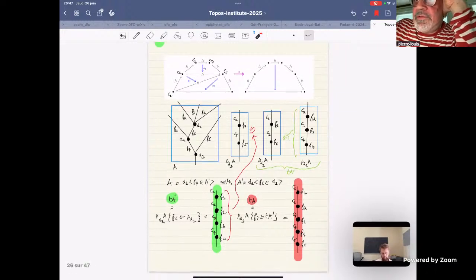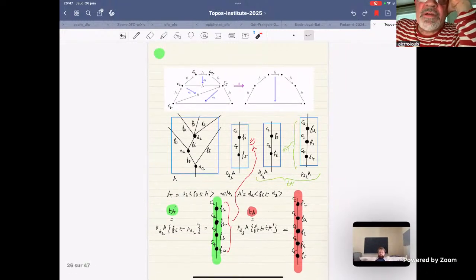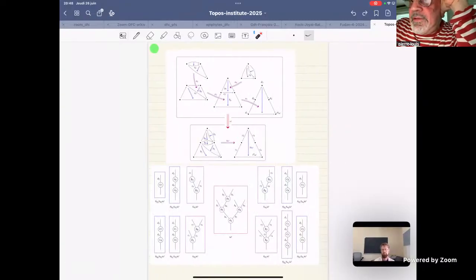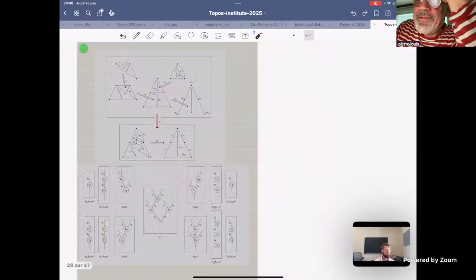Okay, so this was an example of computation of the target, but I think I see the time and I won't explain this. This is the opetope description of this example that we have seen several times. So just to tell you that it can be written in reasonably small space.